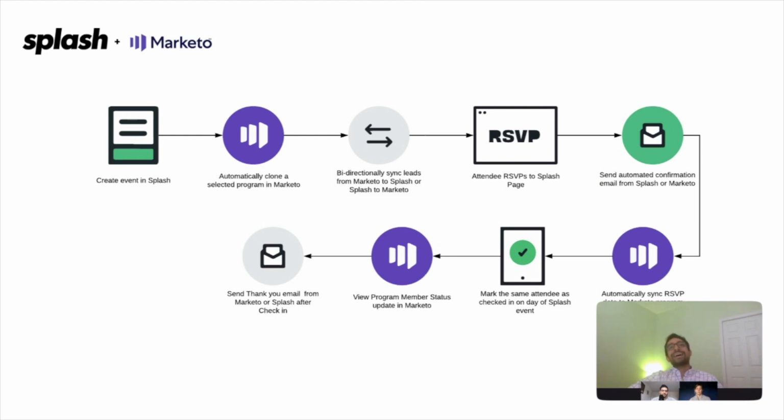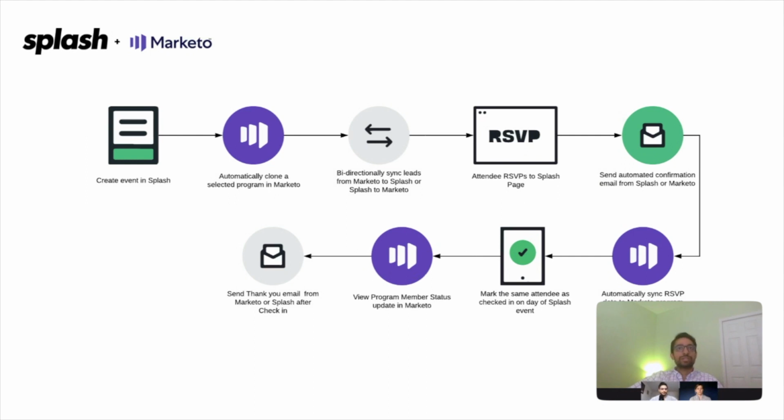And as attendees get those invites, start to RSVP, they're going to receive a confirmation email immediately, whether that comes from the Splash system or the Marketo system. Totally up to you. But by way of that RSVP, they also get written into the program member list. So if they weren't already on the program member list, they'll get added to it. If they were already on there, their status will get updated to the equivalent of the registered status.